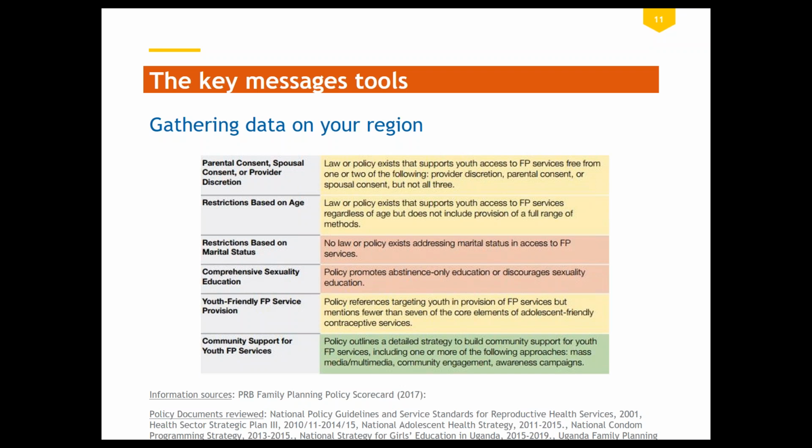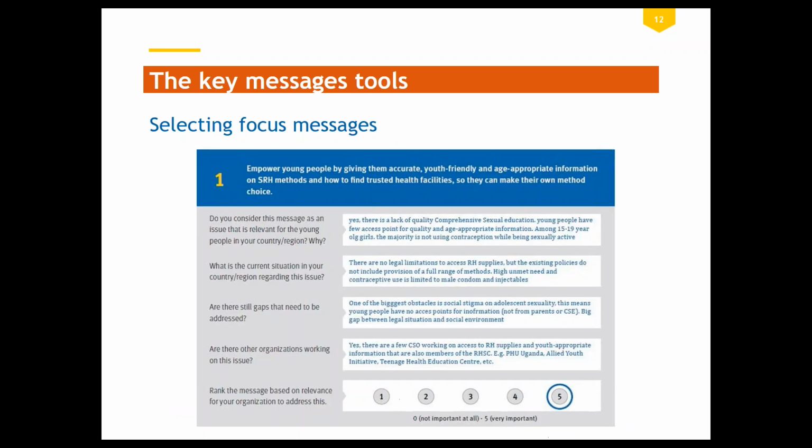So with that in mind, I moved on to the next tool, which is selecting a focal key message. By answering a series of questions, you will be able to establish how important a message is in your context and whether or not your organization is the best stakeholder to take this forward. You see an example for key message 1: empowering young people by giving them accurate, youth-friendly and age-appropriate information on SRH methods and how to find trusted health facilities.